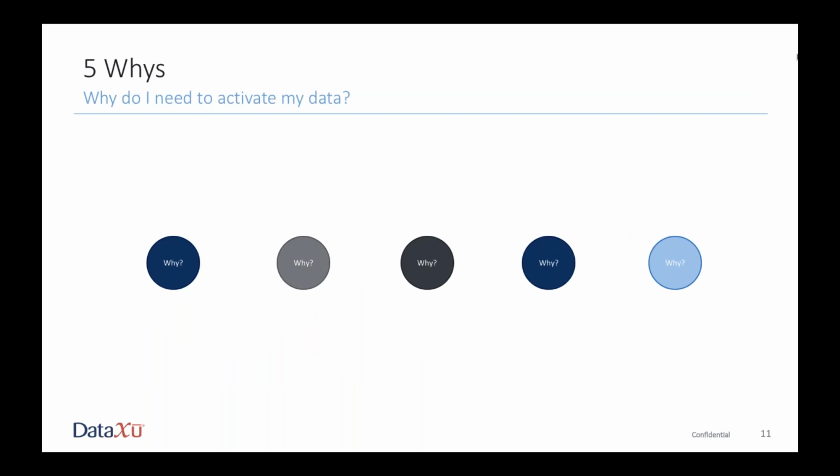Now we move on to five whys. Just to give a bit of explanation behind this, it's the process that Toyota used before they implement any new strategy. They will ask why five times to ensure that it's something that's going to bring value to their business. So we've applied the same process to data activation.